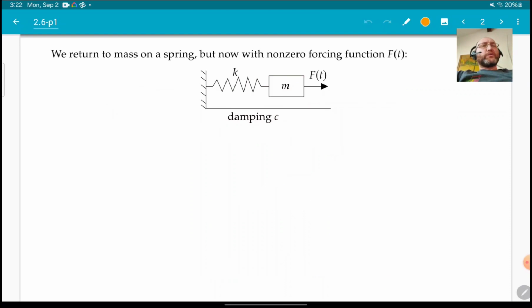All right, so what are we doing? We return to this model where we have this mass on a spring, where there's some damping, as it moves along the floor. There's some friction, and now we're going to add that forcing function, and that's going to depend on time. There's going to be different force depending on time.